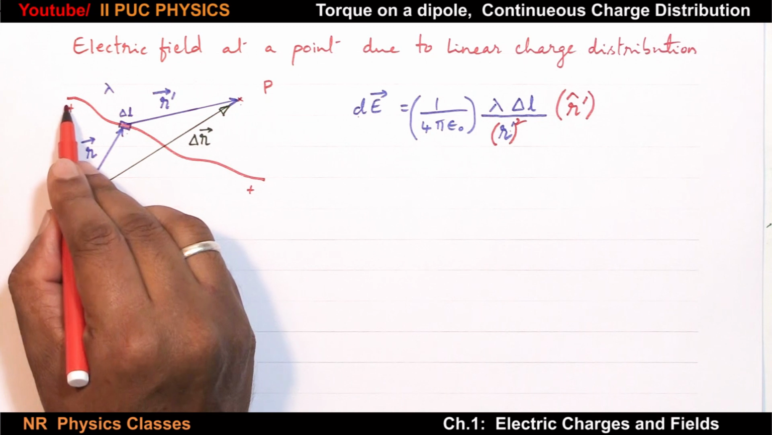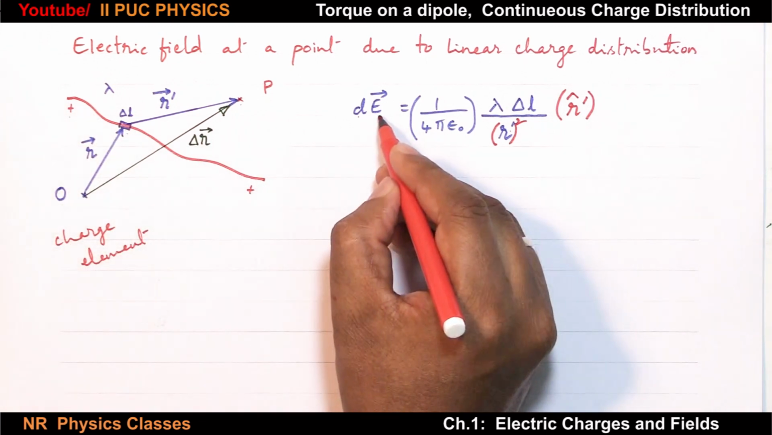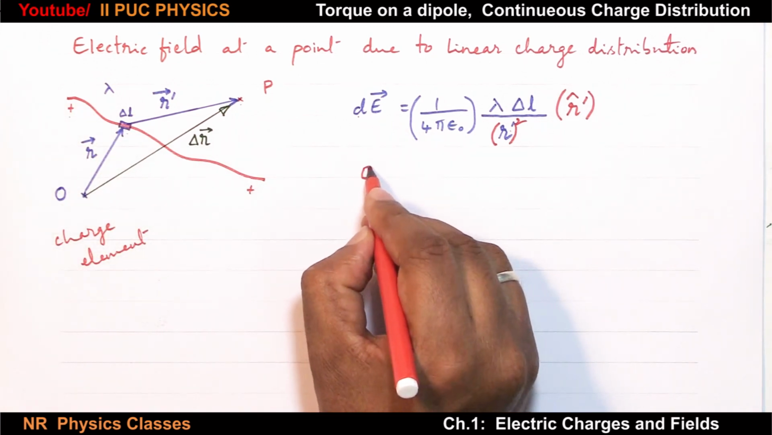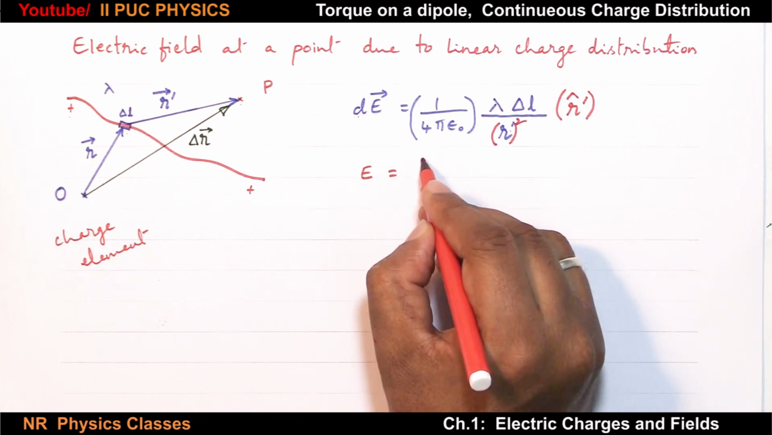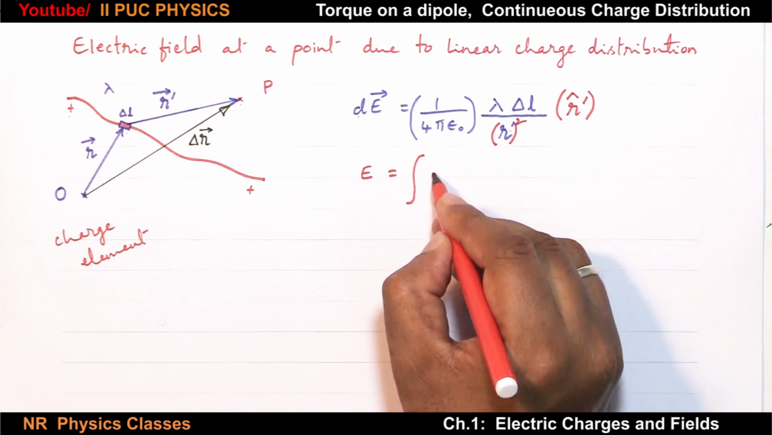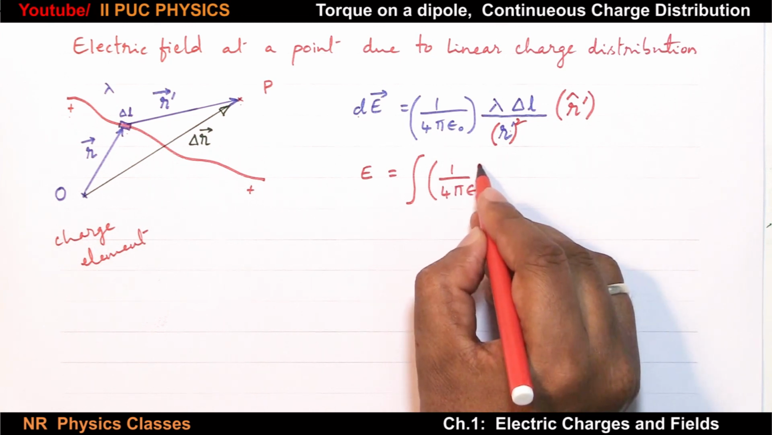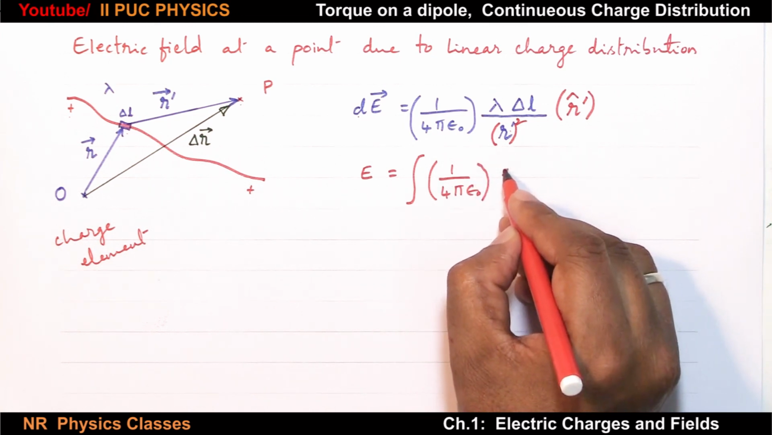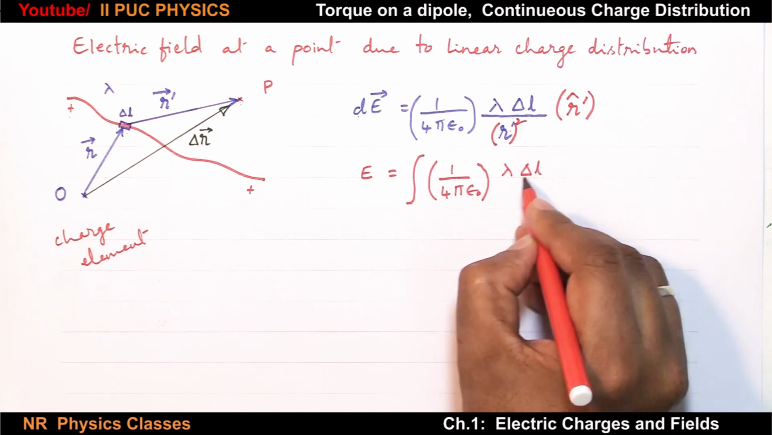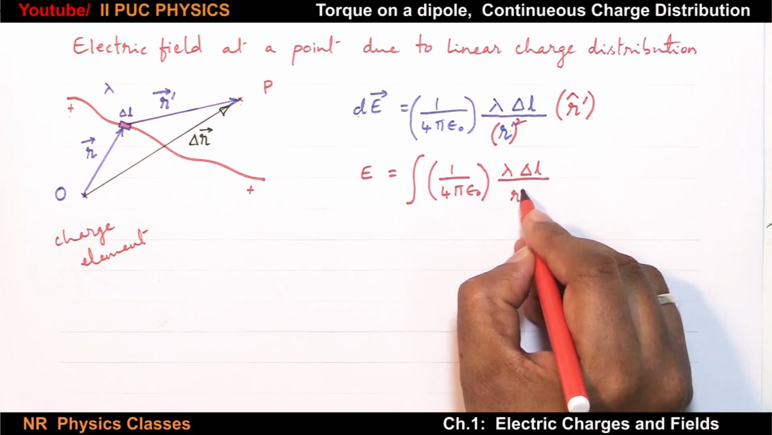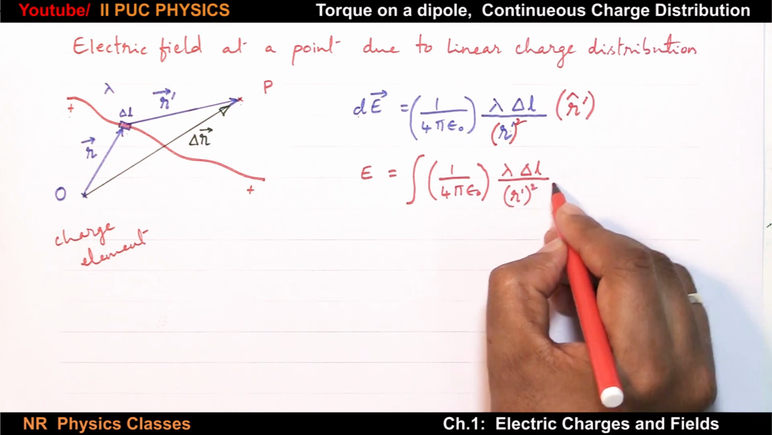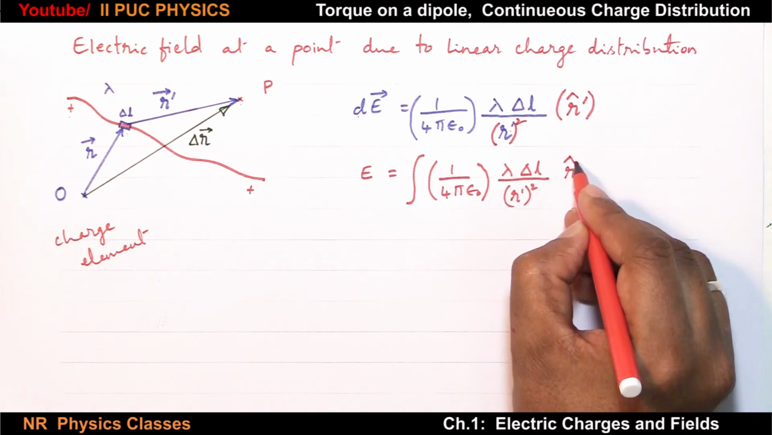Now, what is due to the entire conductor? We have to integrate. So total electric field equals the integration of 1 by 4 pi epsilon naught into lambda delta L by R dash square into R cap.